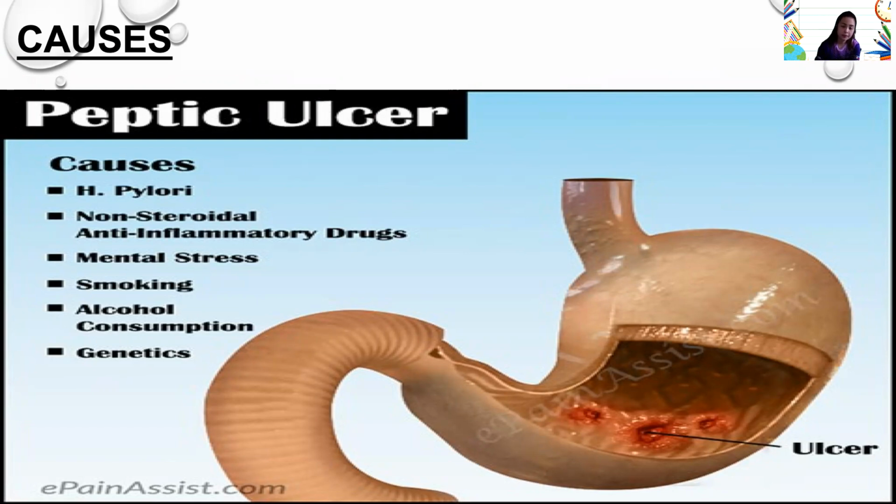Anong causes ng peptic ulcer? First is yung H. pylori bacteria. So according to study, ang nagkakaroon daw ng peptic ulcer ay isang bacteria na tinatawag nating Helicobacter pylori or H. pylori. So non-steroidal anti-inflammatory drugs, kung mahilig kayo sa ibuprofen or Celebrex or any NSAIDs, okay, malakas ang risk nyo na magkaroon kayo ng peptic ulcer kasi nakakagasgas yan ng stomach.